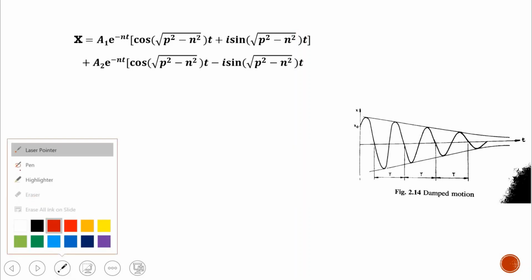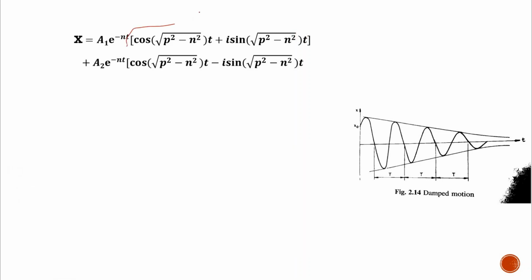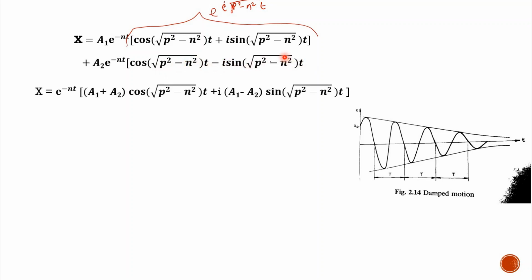So e raised to i into root p square minus n square t can be written as cos root p square minus n square t plus i sin root p square minus n square t. And similarly, e raised to minus i root p square minus n square t can be written as cos root p square minus n square t minus i sin root p square minus n square t.